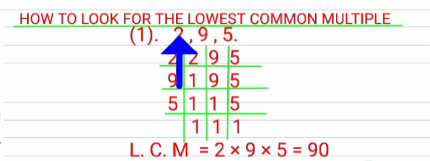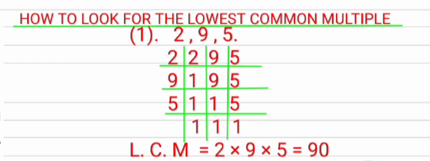So for the numbers 2, 9 and 5, the LCM is 90, as you can see here. Now why do we need to learn this? Why do we need to understand how to look for the LCM, that's lowest common multiple?